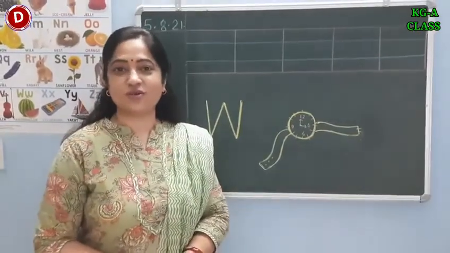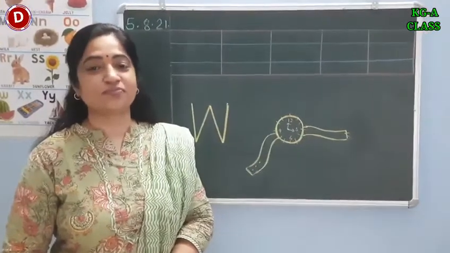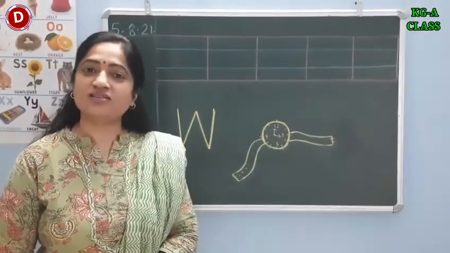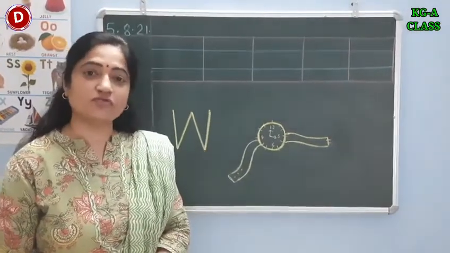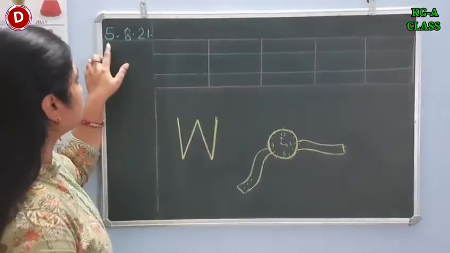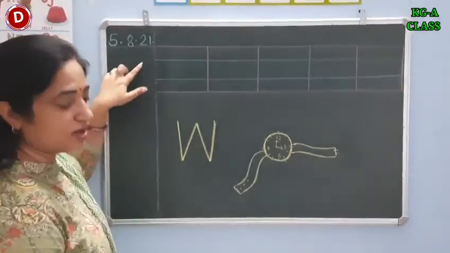So children, this was the song of letter W. I hope you have enjoyed it. Now let's learn to write capital W. First, I will write it on the board, which you have to watch carefully. So let's start. Children, this is today's date. Today is 5th August 2025.